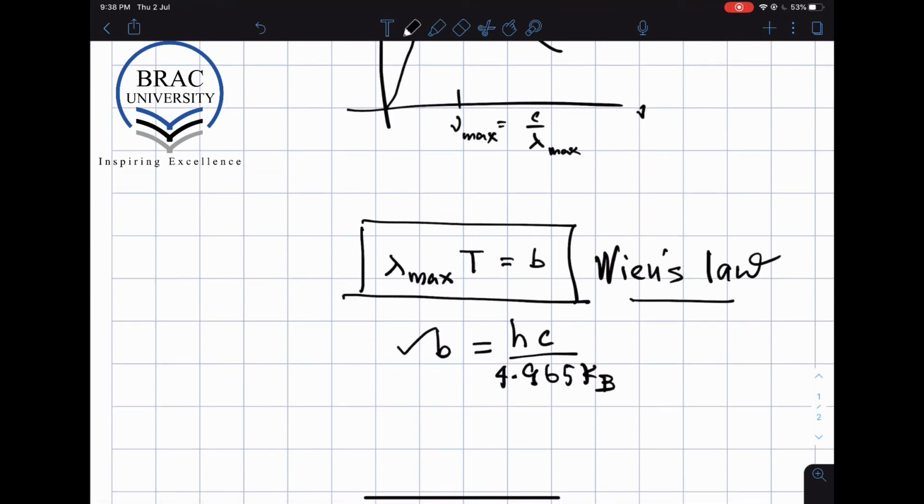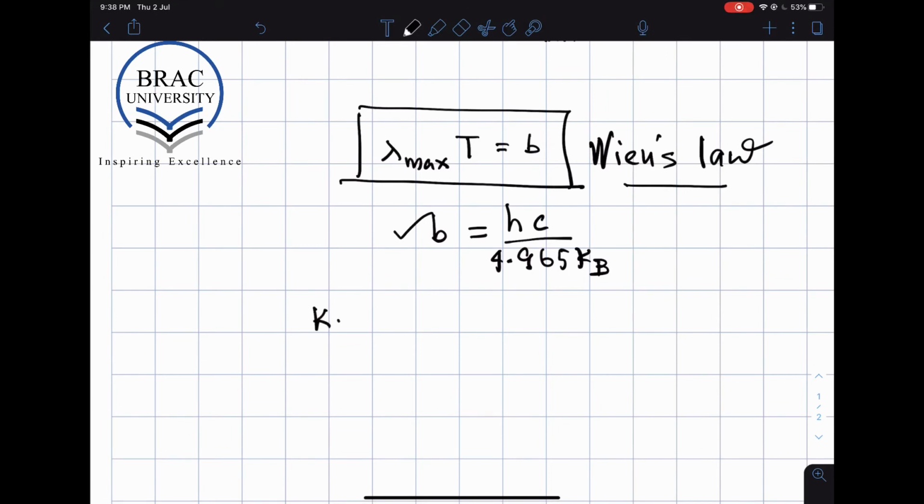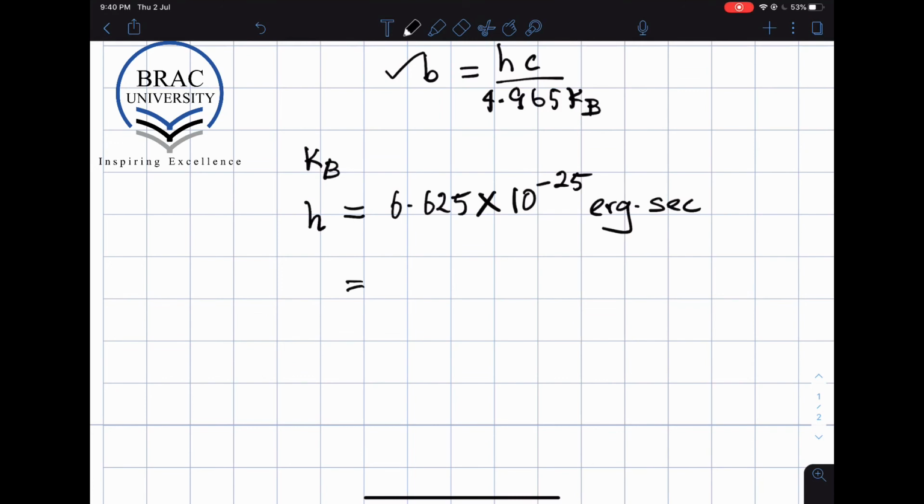And by measuring sigma and B, you can actually do an experimental measurement of the values of the fundamental constants Kb and H. H is called Planck's constant, and H has a value which in the CGS unit is given by 6.625 into 10 to the power minus 25 ergs second. Whereas in the MKS unit, this is given by 6.625 into 10 to the power minus 34 meter squared kilogram per second.